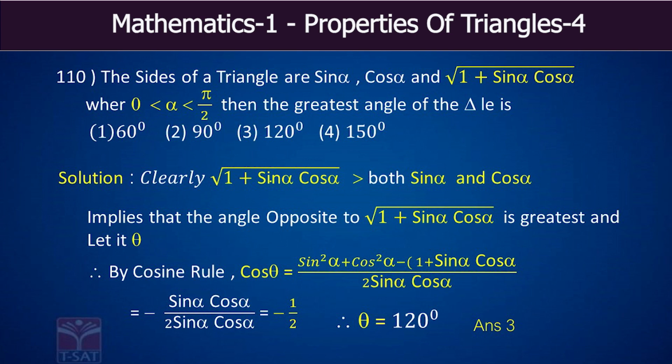So by cosine rule, cos theta is equal to (sin square alpha plus cos square alpha minus (1 plus sin alpha cos alpha)) by 2 sin alpha cos alpha. So that is minus sin alpha cos alpha by 2 sin alpha cos alpha, which is equal to minus 1 by 2. So theta is equal to 120 degrees. The correct option is 3.